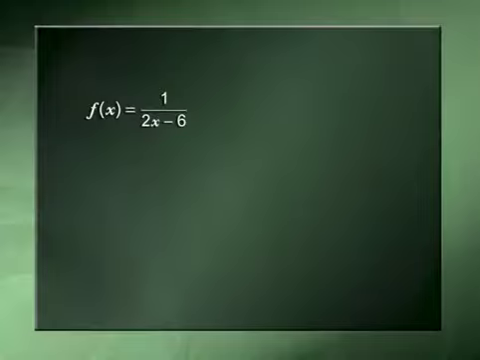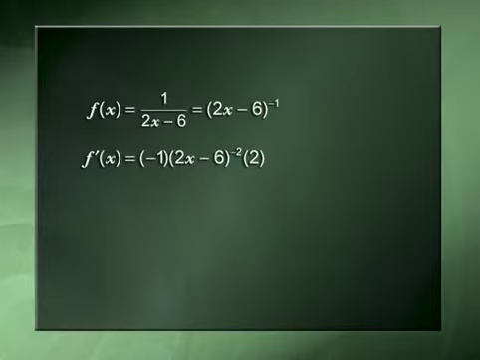Let's find the second derivative of a particular function. How about 1 over 2x minus 6? Let's practice doing differentiation twice. So this can be rewritten as 2x minus 6 to the minus 1 power, and now I do the chain rule. The derivative equals minus 1, 2x minus 6 to the minus 2 power, times the inside derivative 2, and then I simplify. That's minus 2 times 2x minus 6 to the minus 2 power.